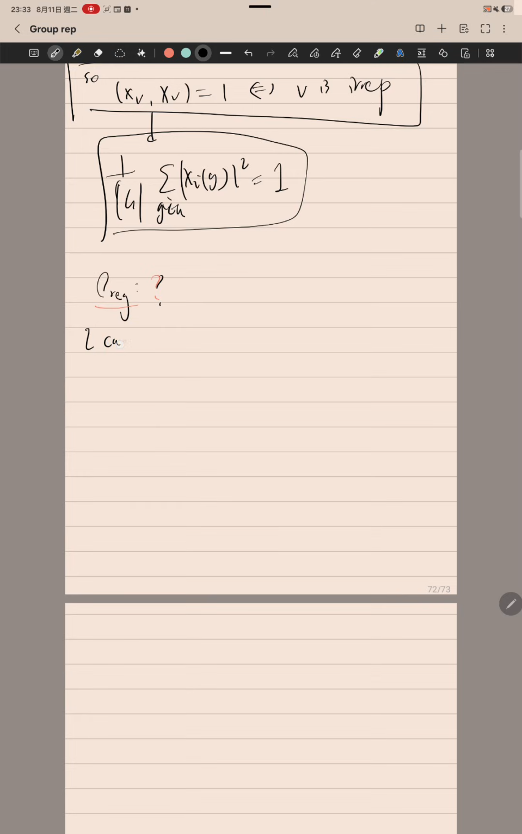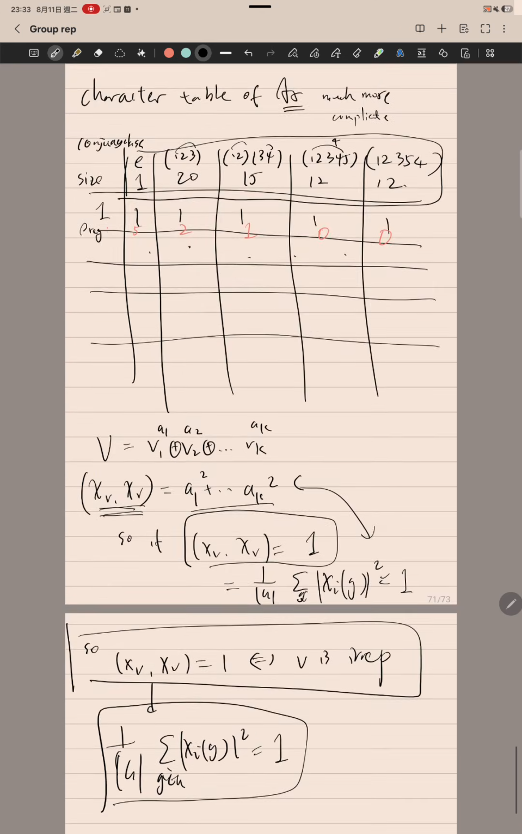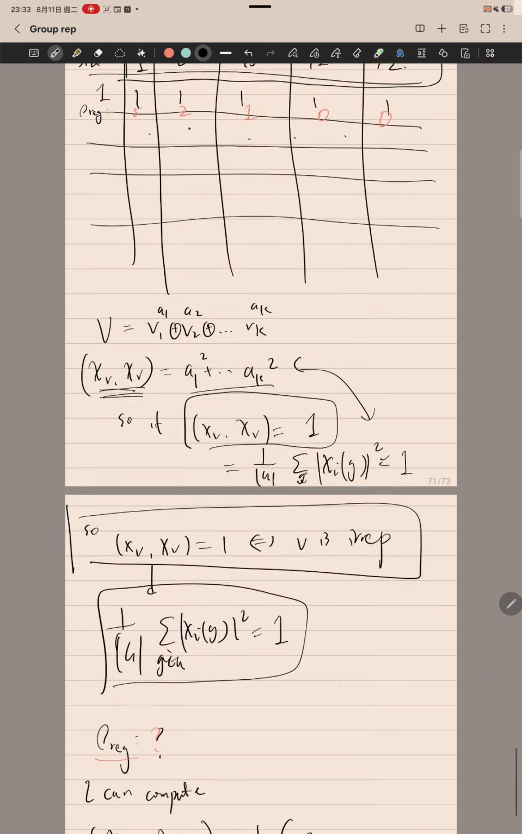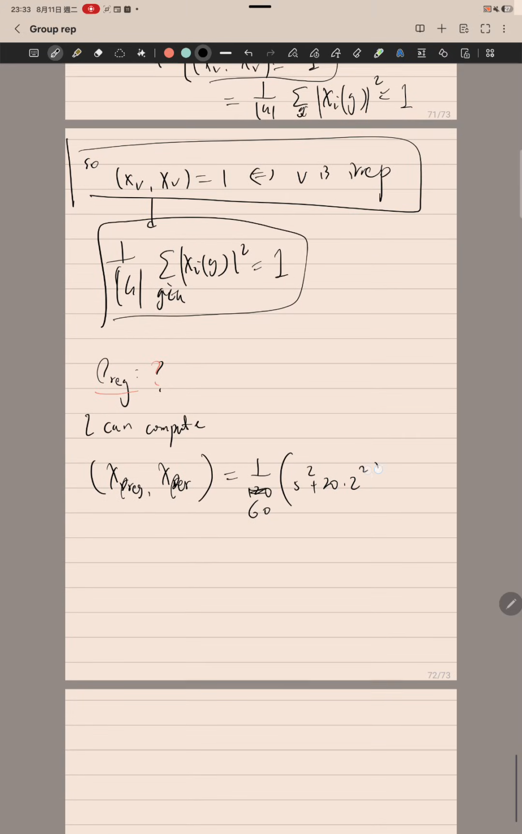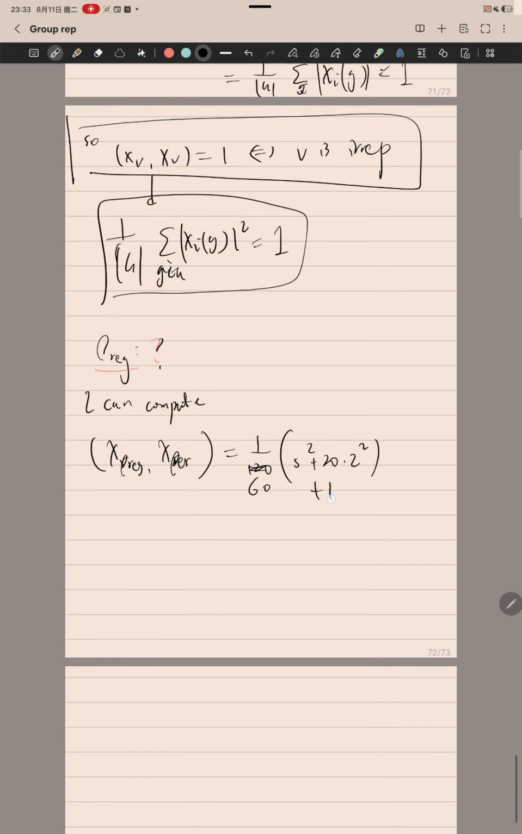So I can compute the inner product of chi regular with chi regular. It's just 1 over 60 times 5 squared plus 20 times 2 squared plus 15. So it's 1 over 60 times 25 plus 80 plus 15, which is exactly 2. Meaning that it contains 2 representations. So it must be 1 and 1.